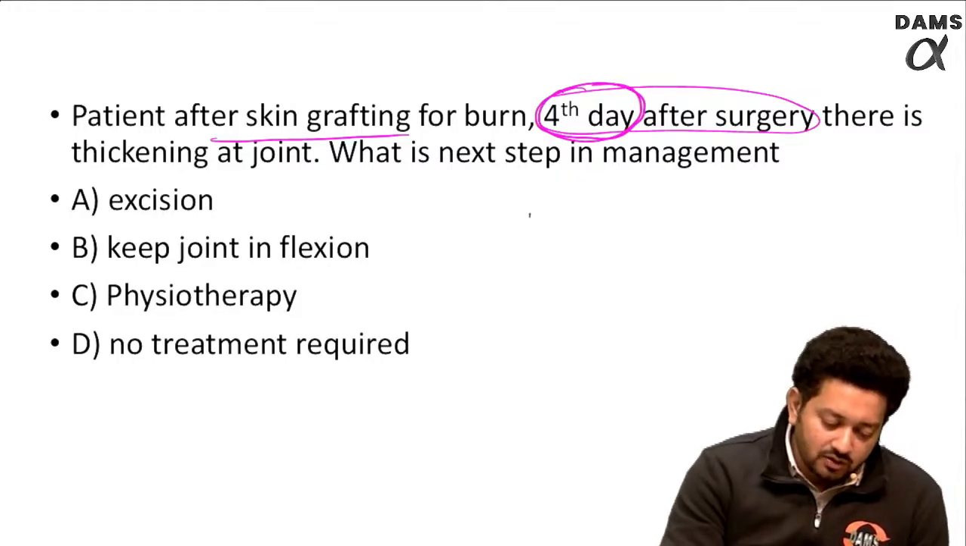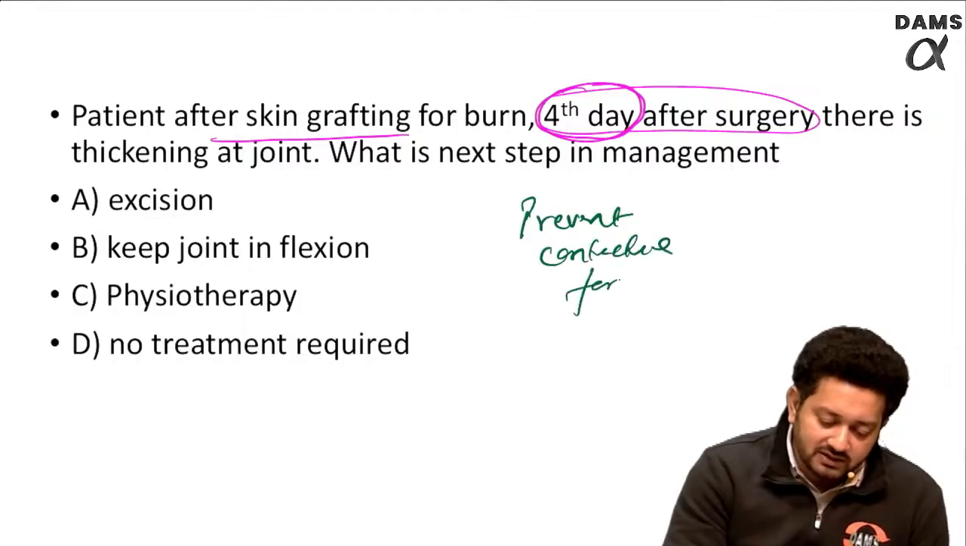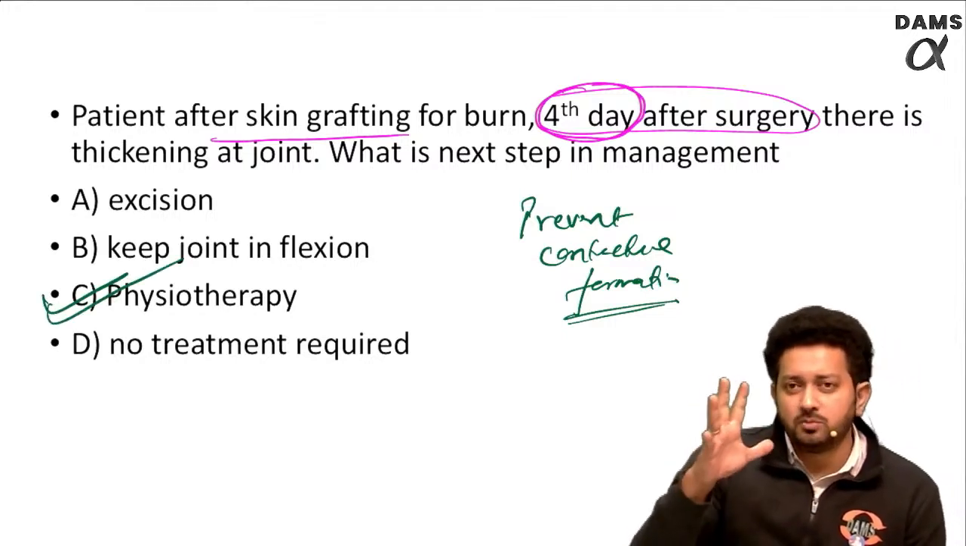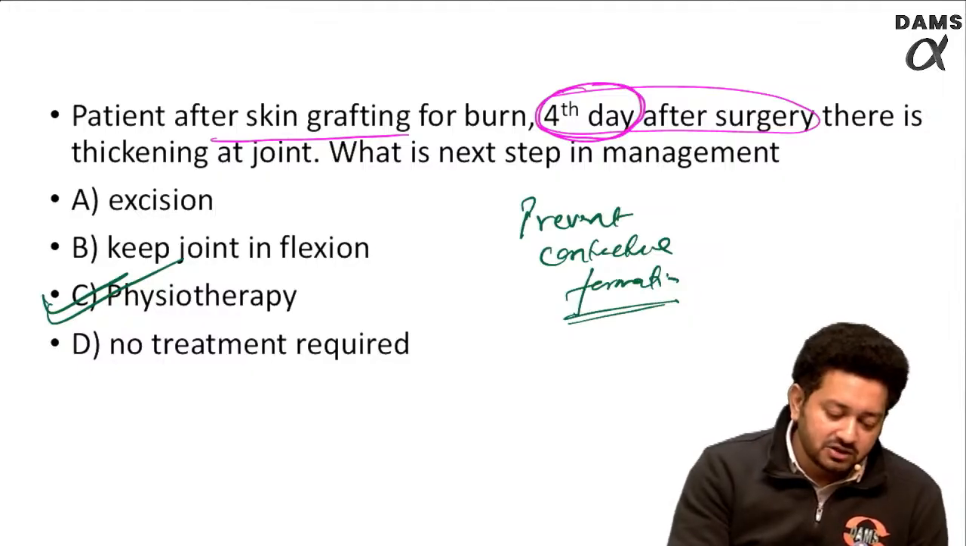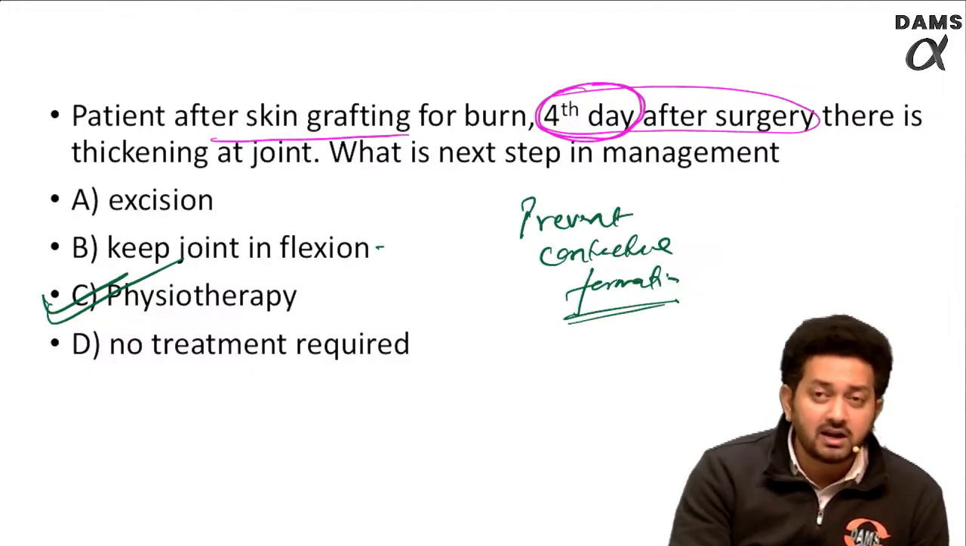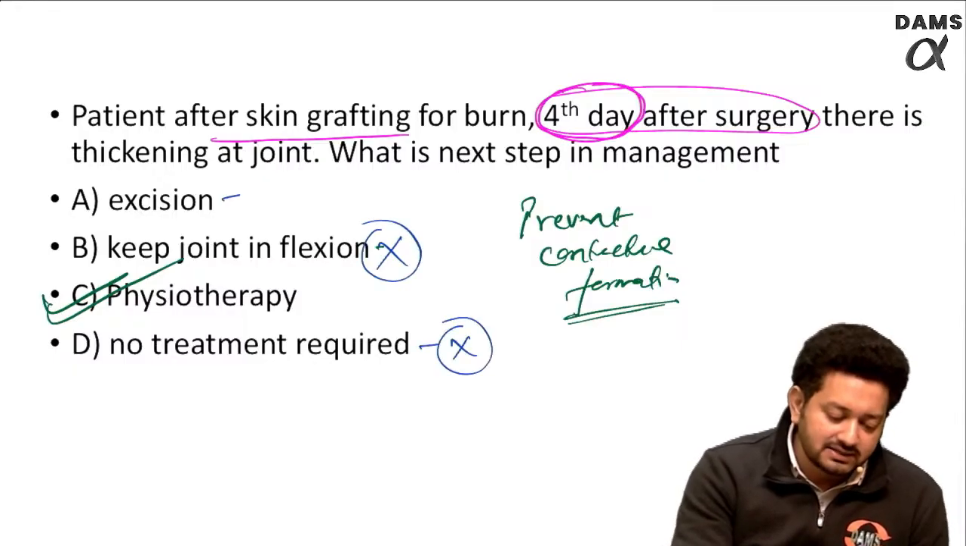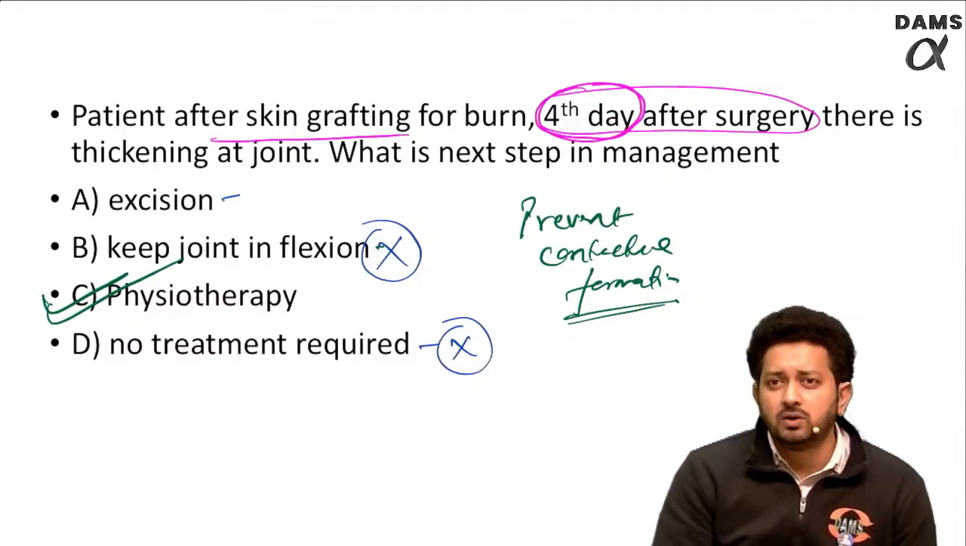So your goal is to prevent contracture formation by doing physiotherapy. The patient has to do active movement, passive movement. Keeping the joint in flexion will definitely cause contracture formation. With no treatment, there will be contracture formation. Excision at this point of time will be too early.